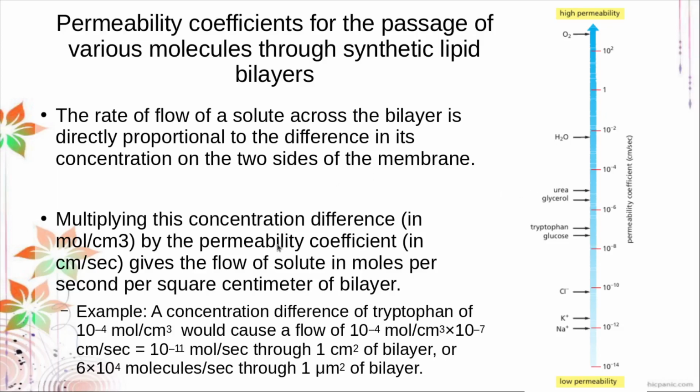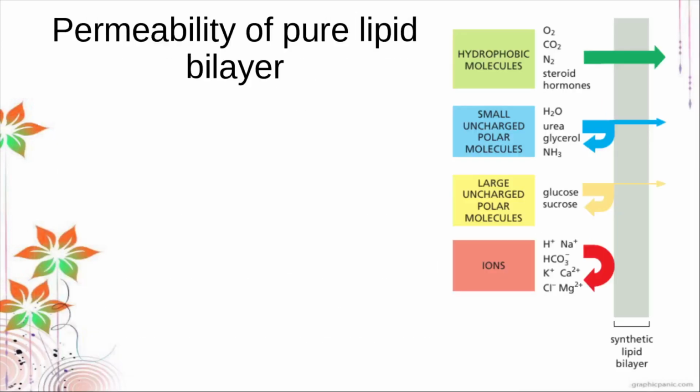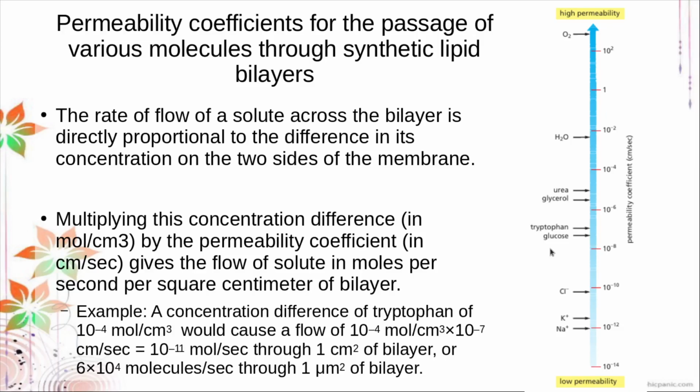The permeability coefficient is an inherent property of the solute. It determines whether it will pass through or not. For example, hydrophobic molecules from our previous example pass through, so they have a high permeability. Small uncharged molecules are mostly repelled, so they have a lower permeability coefficient. And then for the larger ones, a much smaller permeability coefficient, and for the ions, an almost negligible permeability coefficient.